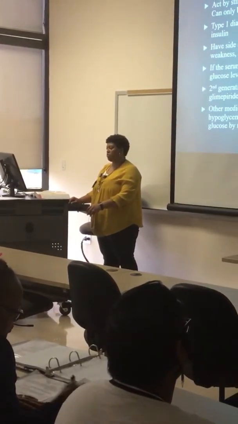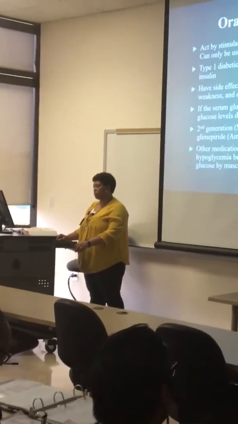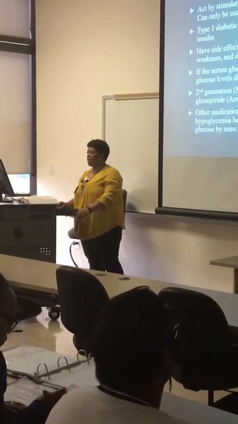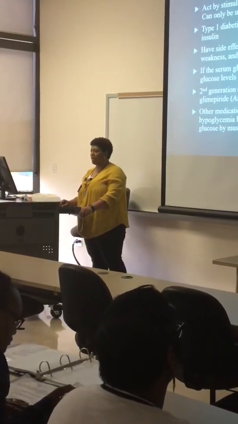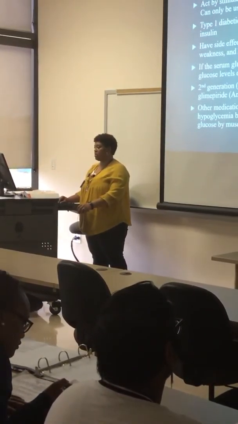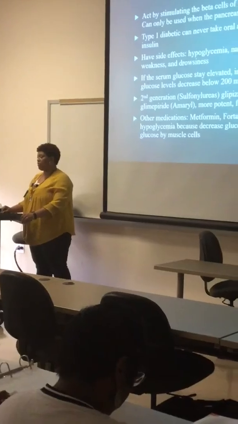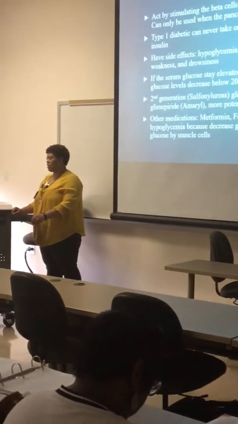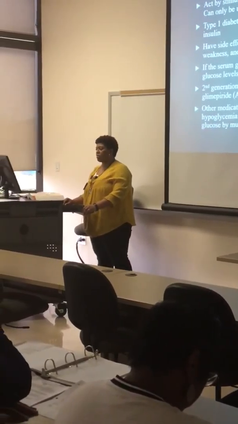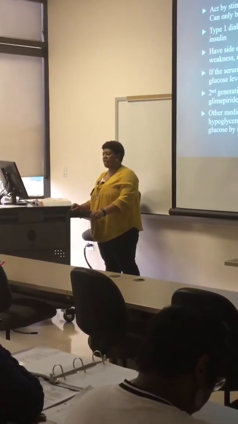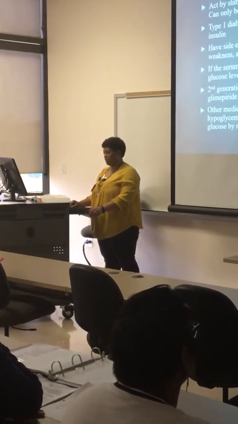You have your second generation sulfonylureas: Glucotrol, Diabeta, Amaryl. They're most potent, but they have fewer side effects. Other medications that you may have are metformin, Fortamet, and Glucophage XR. They do not cause hypoglycemia because they decrease glucose production in the liver, but they increase glucose uptake by the muscle cells.